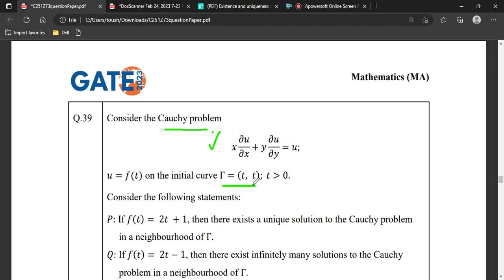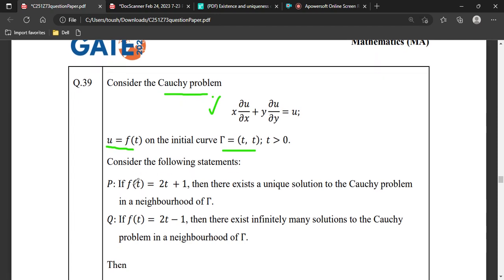Gamma is (t, t), and your u is f(t). Now they are giving f(t). In statement P they are giving f(t) equal to 2t plus 1, and in statement Q they are giving a different f(t). They are asking whether in the neighborhood of that initial data curve there exists a unique solution or infinite solutions for this f(t). So we have to verify statements P and Q.